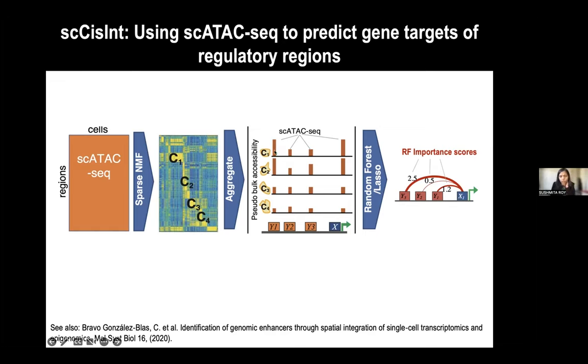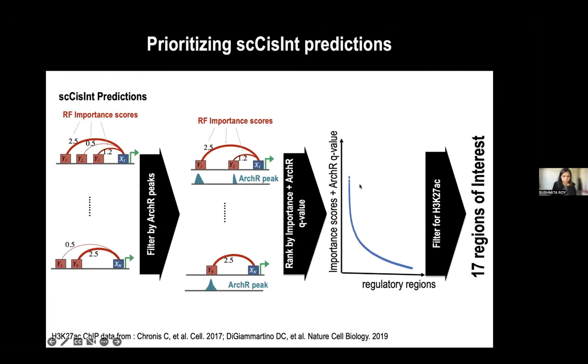And then do prediction tasks. It's kind of supervised and also unsupervised. It's supervised in the sense that we are actually predicting accessibility of a gene as a function of accessibility of other regions, but the output of this is also something we interpret to infer a network that links candidate enhancers to genes. We've tried different regression-based frameworks, and the random forest regression approach was what we decided to go with. We call our approach scCisINT, for single cell cis interactor predictor.